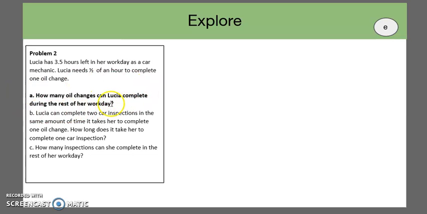When we're looking at the first part of the problem, it's important to look back at what the first part of the problem says. Lucia has 3.5 hours left in the workday. As a car mechanic, Lucia needs 1/2 of an hour to complete the 1 oil change. So going back, we can think about many different ways in which we can help students understand and make sense of this problem. On the next slide, I'm going to show you 2 ways on how to work through this problem, and it might be effective for certain types of learners.